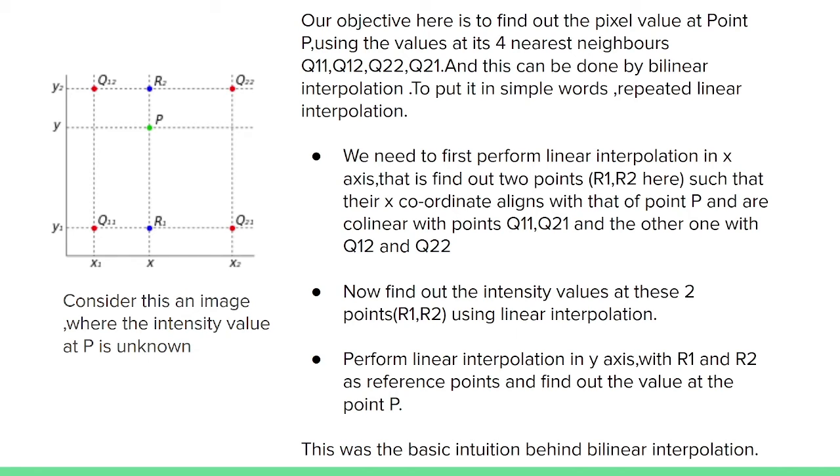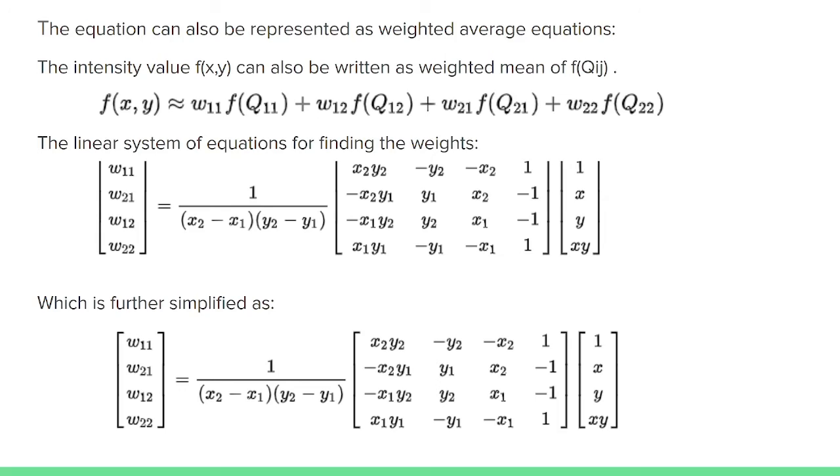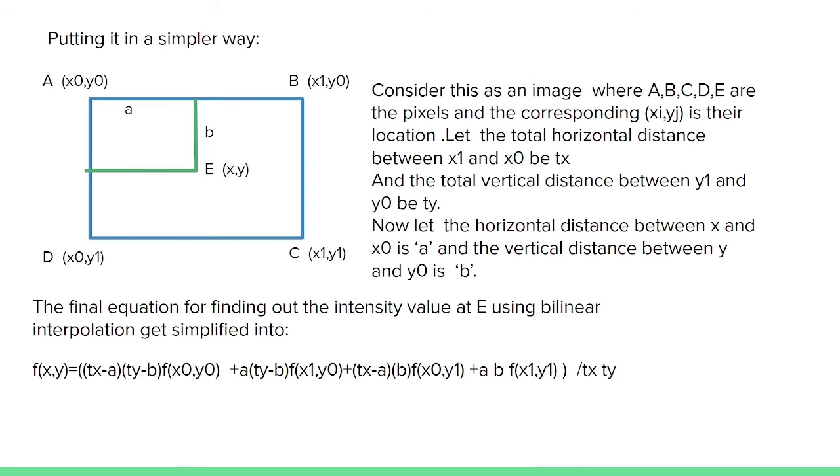Now we look at it in the vertical direction. We approximate the value of P using the pixels R2 and R1. So what do we do in bilinear interpolation? We first interpolate the values horizontally and then we interpolate vertically. This can also be further simplified.